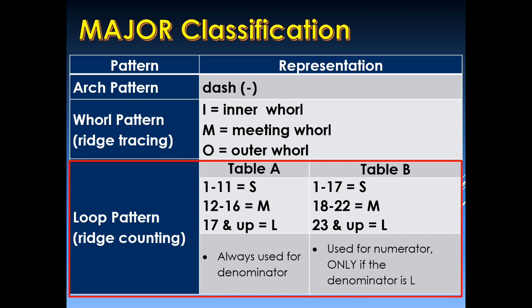Now, we are going to use letter B only if both patterns are looped, wherein it is used only for numerator only if the denominator is L. So, if the ridge count of the numerator is 1 to 17 ridge count, we are going to use letter S, and if the ridge count is 18 to 22, we are going to represent it with the capital letter M. And lastly, if the ridge count is 23 and above, we are going to use capital letter L. Again, take note, table B is only used for numerator only if the denominator is L.